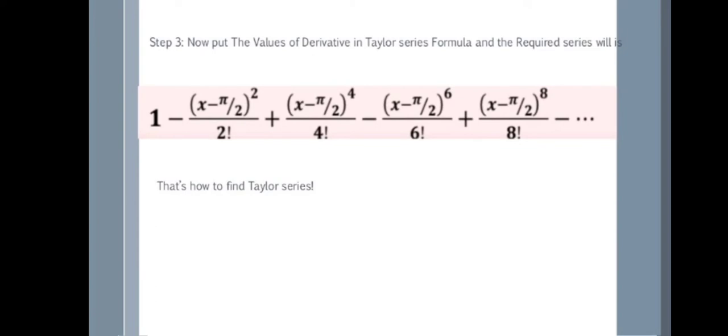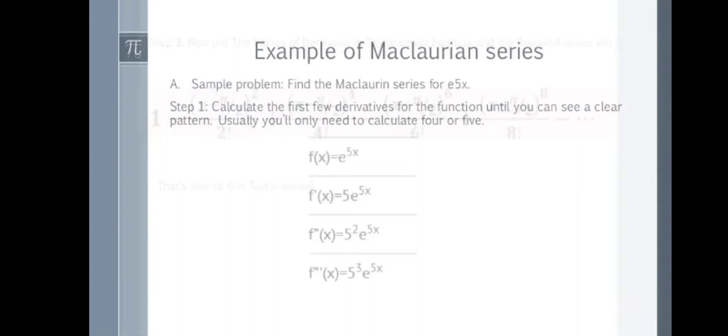Step 3. Now put the values of derivatives in the Taylor series formula, and the required series is 1 minus x minus pi by 2 whole square by 2 factorial plus x minus pi by 2 whole power 4 by 4 factorial minus x minus pi by 2 whole power 6 by 6 factorial plus so on. That's how to find Taylor series.